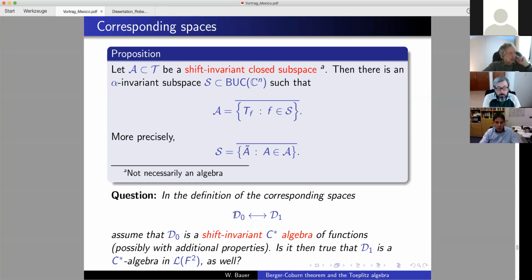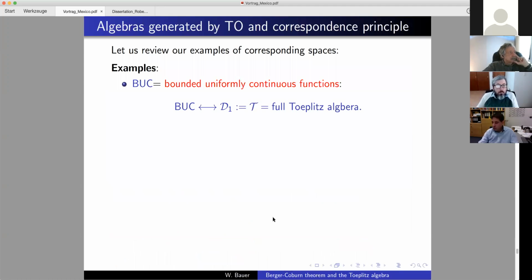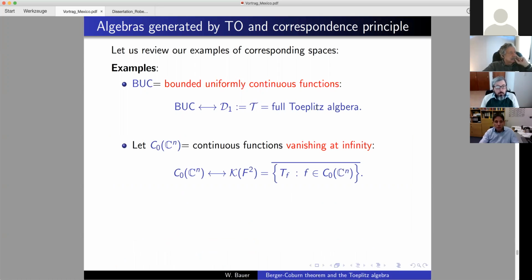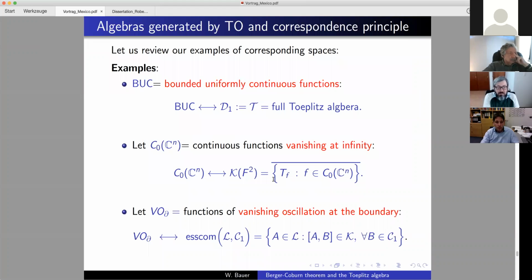So this is the question. If this is a C-star algebra, is this a C-star algebra as well? And if you look at our examples, that doesn't look very unlikely. For example, if I take BUC as D0, then the corresponding space is the full Toeplitz algebra. So that's a correspondence between C-star algebras. Or if I take the continuous functions vanishing at infinity, then the corresponding operator space is the compact operators, so it's also a C-star algebra. Or if I take the vanishing oscillation functions at infinity, then the essential commutant also is a C-star algebra. So in all these examples, that's actually true.